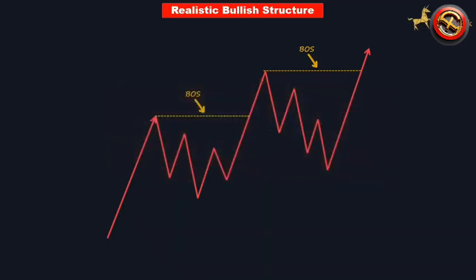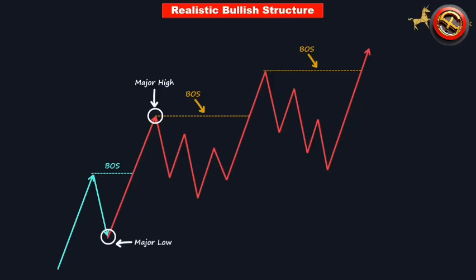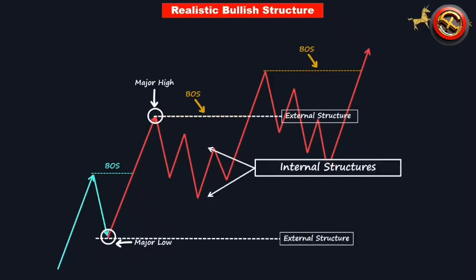To address this, if we look at the left side of the structure, it is clear that price experienced an upward movement until it started to retrace. The highest point reached by the price before the retracement movement began is considered the major high. Additionally, the lowest point of the bullish wave that initiated the upward movement, leading to the formation of a break of structure and a new high, is recognized as the major low. These 2 points constitute the major external structures, and every structure formed between them is regarded as an internal structure.